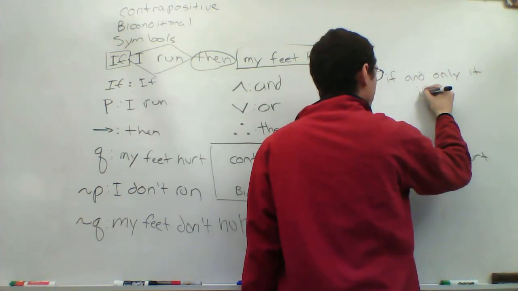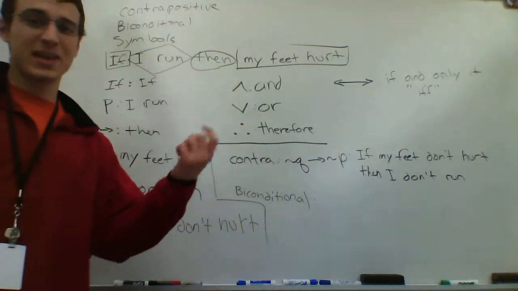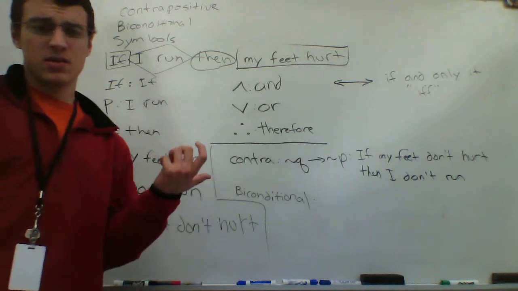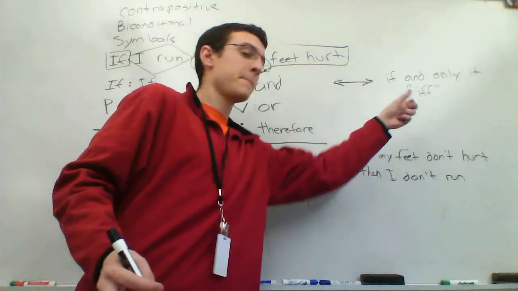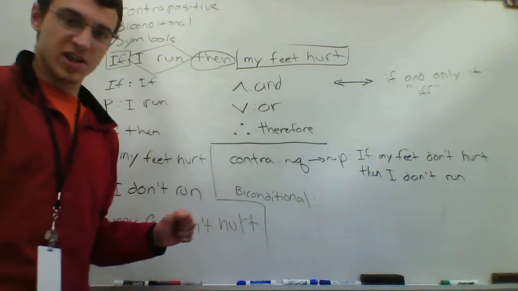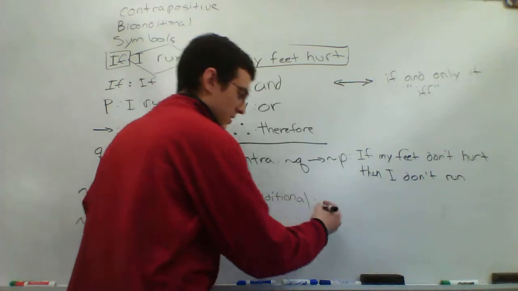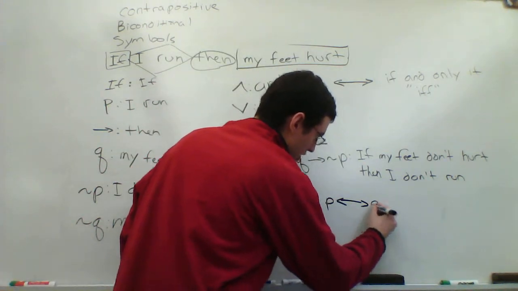Okay? If and only if. That's what that two-way arrow means. So when you see the double arrow, just stick that phrase, if and only if, into the statement. I'm going to show you this. This is the biconditional statement. Now the biconditional statement is this: P, two-way arrow, Q.